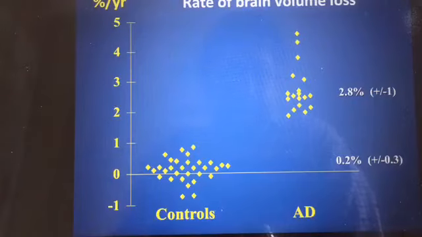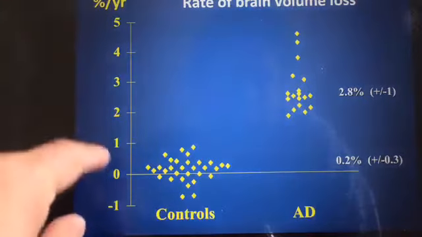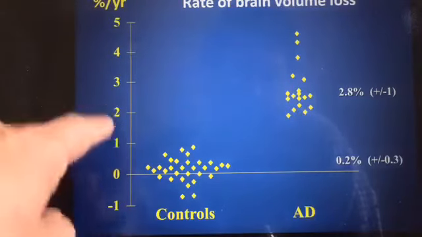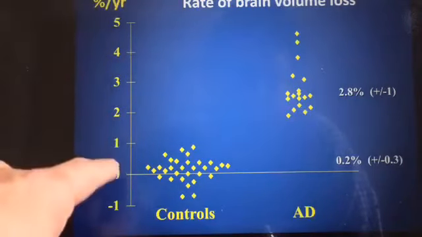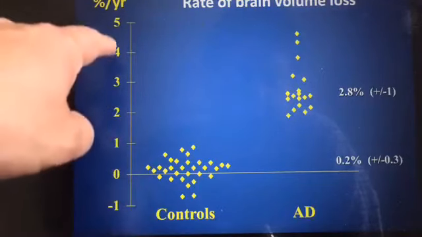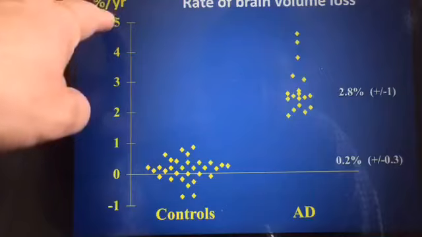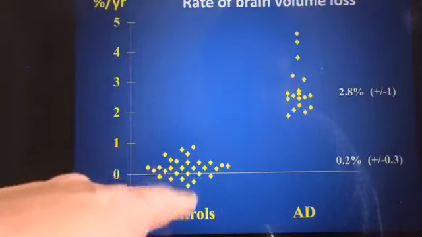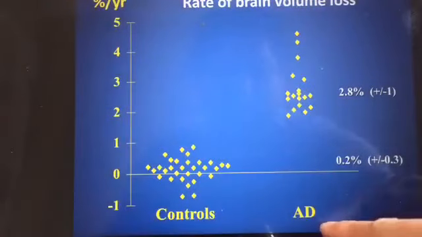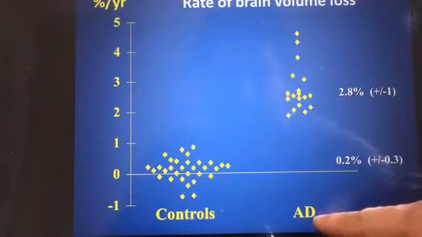And that rate is referred to as brain volume loss. So this is just a graphic. This is not part of Sahaja Yoga research. This is basically a graphic that shows on the y-axis the percent per year: 0%, 1%, 2%, 3%, 4%, 5% per year. And on the x-axis on this side you have the controls, and on here you have the patients with Alzheimer's dementia.